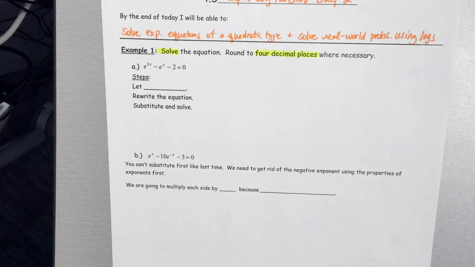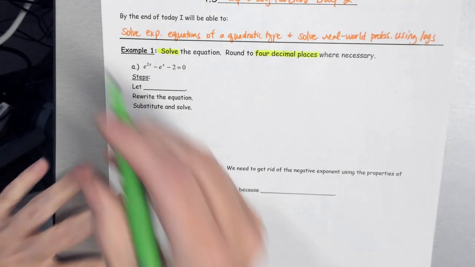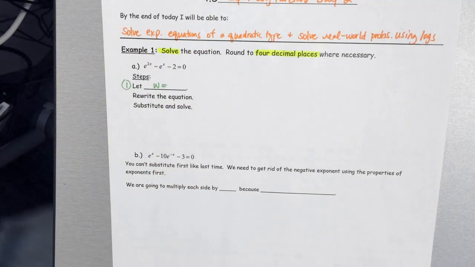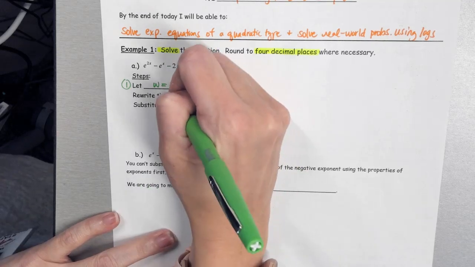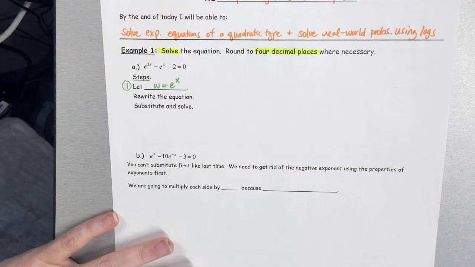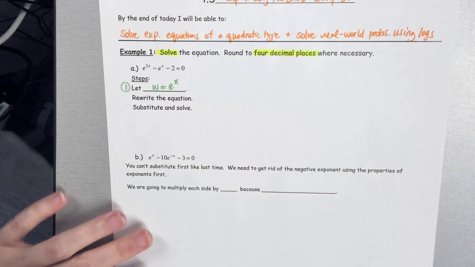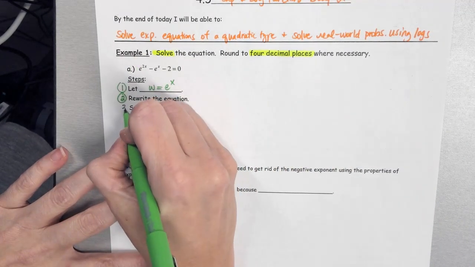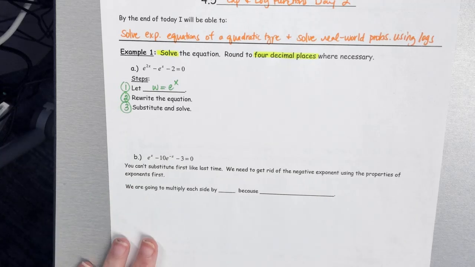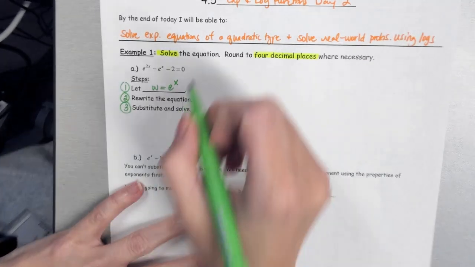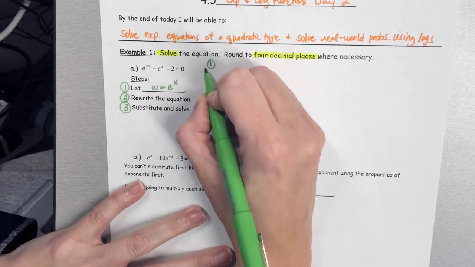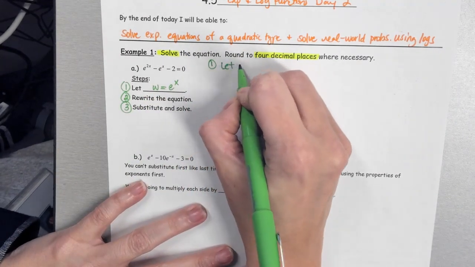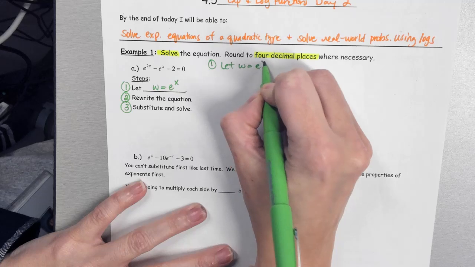Okay, so the first step is you declare that w is going to equal e to the x. Okay, then we're going to rewrite the equation, and then we're going to substitute and solve. So these are our 3 steps. Okay, so step 1, when you say let w equal e to the x, that's what you'll write in your work. Let w equal e to the x.